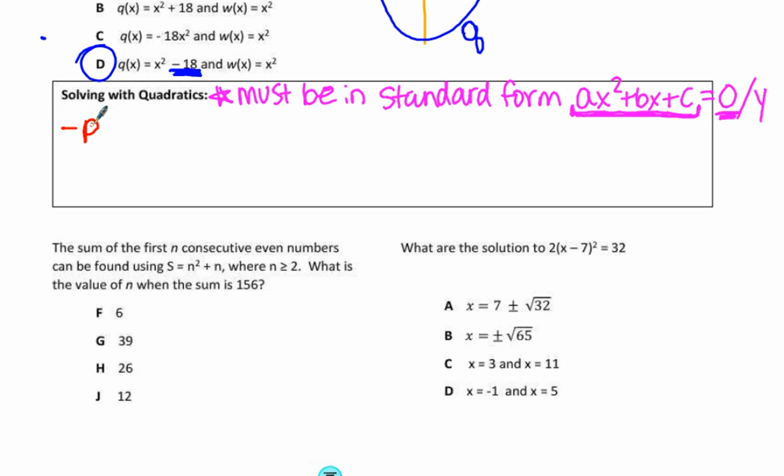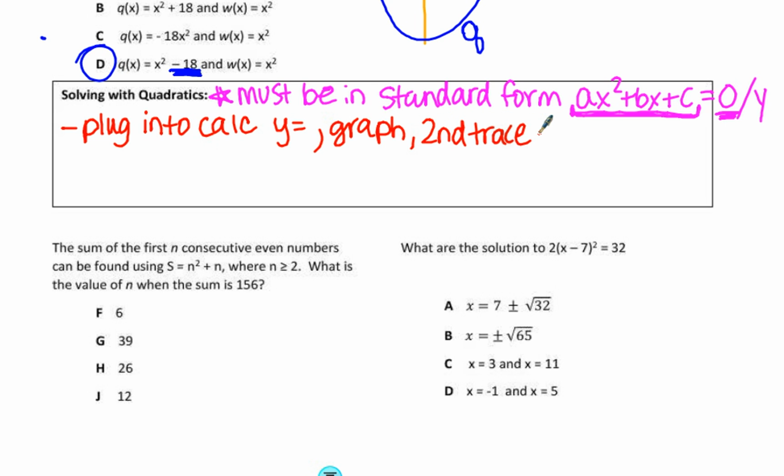And then with solving these, there's lots of ways to do it, but the easiest way is to just plug it into your calculator, into y equals, go look at your graph, and then use your second trace functions. There you can find your max, min, and also your zeros. The max and min is talking about your vertex, and your zeros are the roots, zeros, x-intercepts, and solutions.